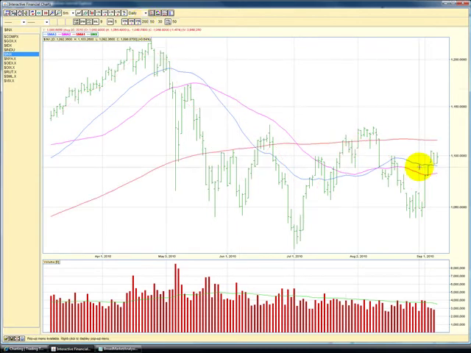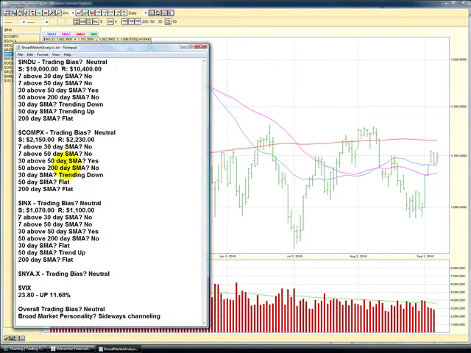Not quite yet, though. Again, we opened up. We're off our highs, but we still made an S-bar today. And we are below 1,100, which is what our resistance level is. And as you can see here, our 50 is still trending up. Our 30 is trending down. And our 200-day is flat.